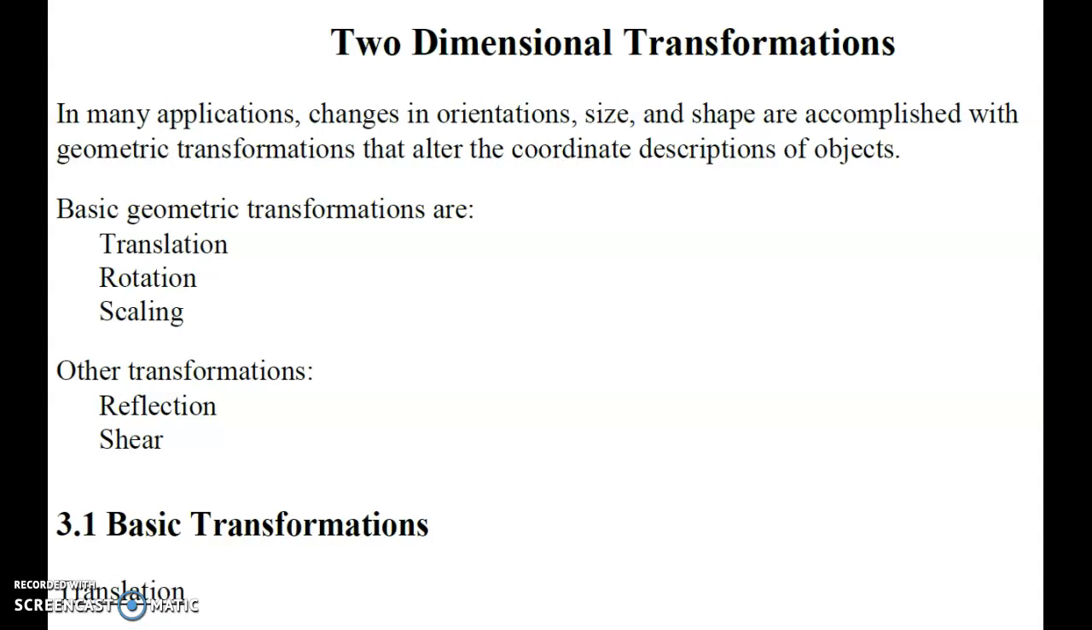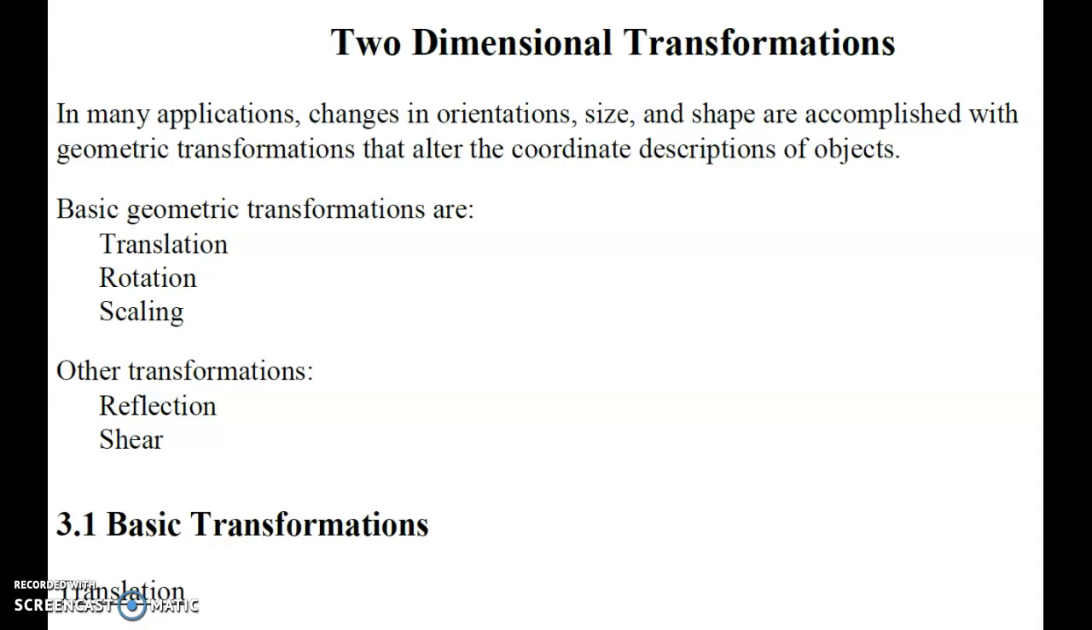In many applications, we need to apply changes in the size, shape and orientation of an object. So this is actually called transformations. When we apply these changes to a 2D object, it is known as two-dimensional transformation. So what is a 2D object? Any object that is defined by two coordinate axes is known as a two-dimensional object.